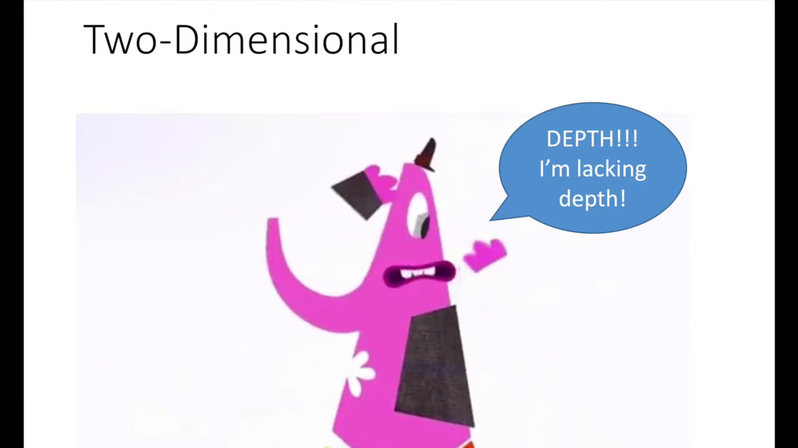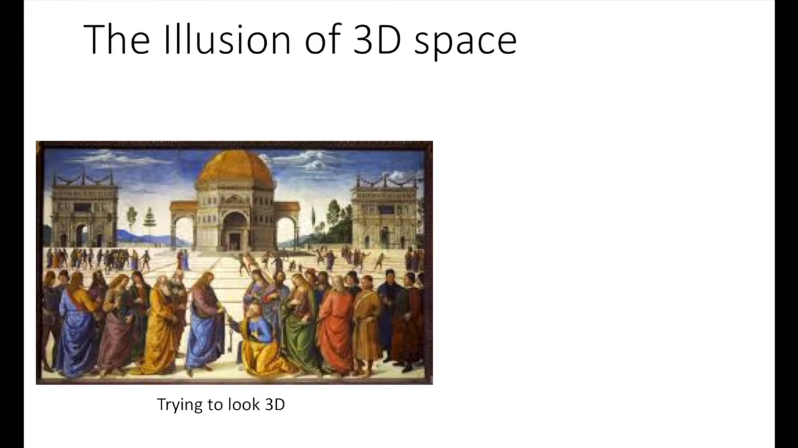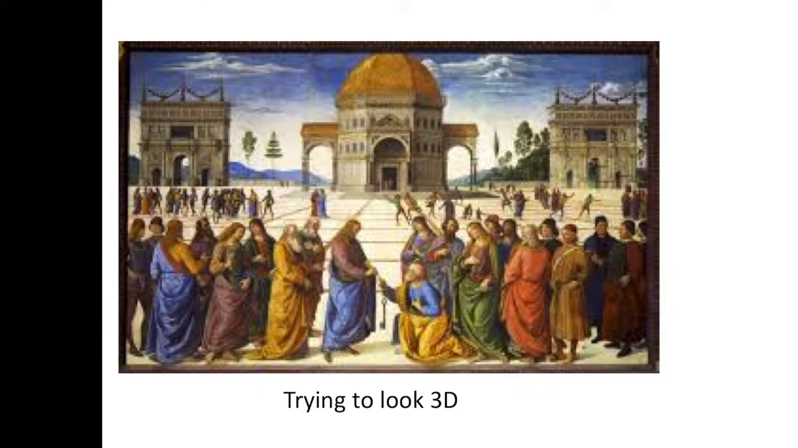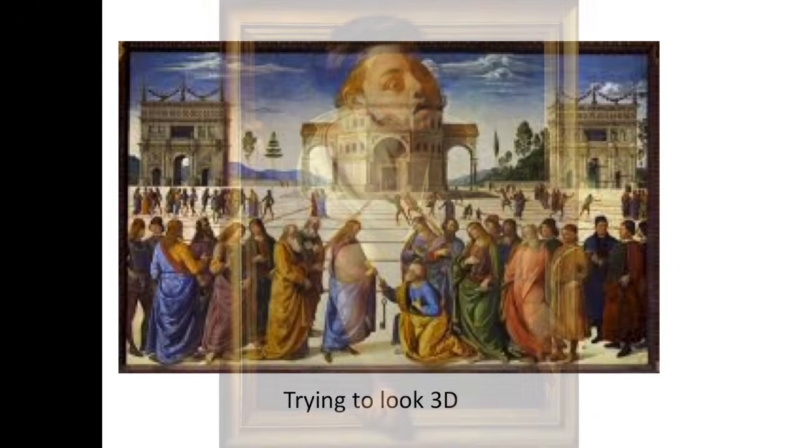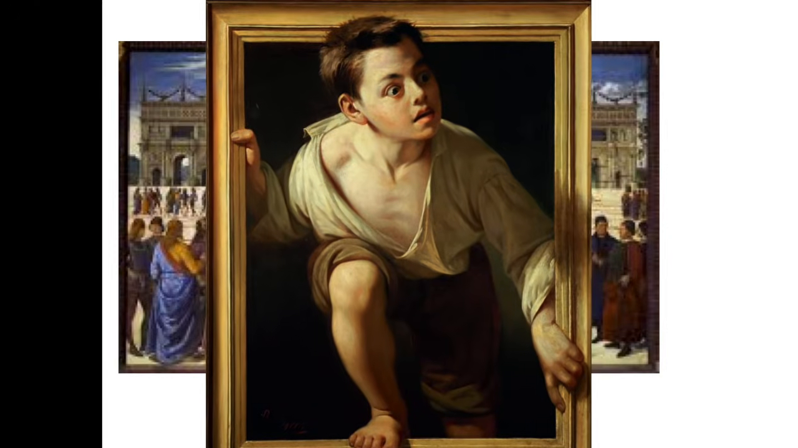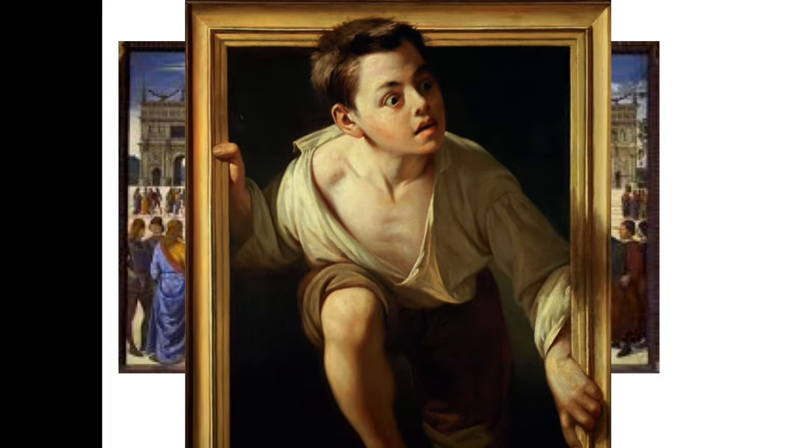Two-dimensional art is kind of an interesting part of abstract art. For a long time, artists were trying to create the illusion of 3D space, especially in times like the Renaissance with atmospheric perspective. They were trying to make the paintings look like a window so that you were looking through it into another 3D world.